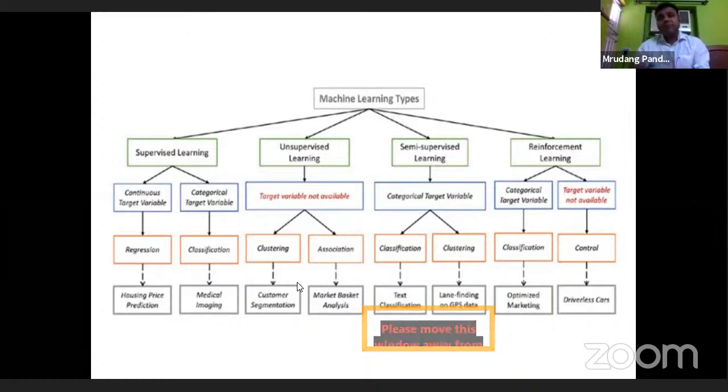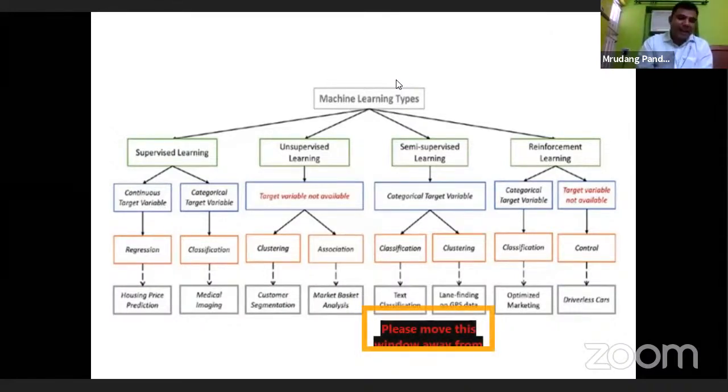Association is like finding related patterns, like bread and butter. Bread and butter is one pattern, that is the output of an association rule mining algorithm. Nowadays you cannot find any shop that is selling bread but not butter, right? Otherwise the customer has to go to another shop to buy butter. So that kind of thing is association. Semi-supervised is a combination of classification and clustering, and reinforcement is classification and control, like a self-driving car, right?